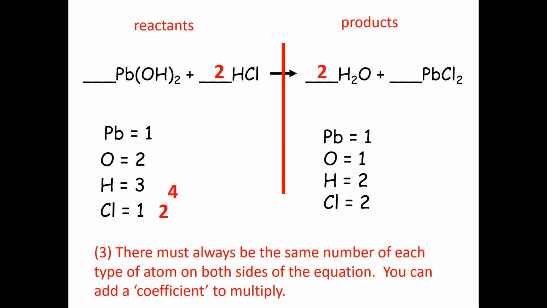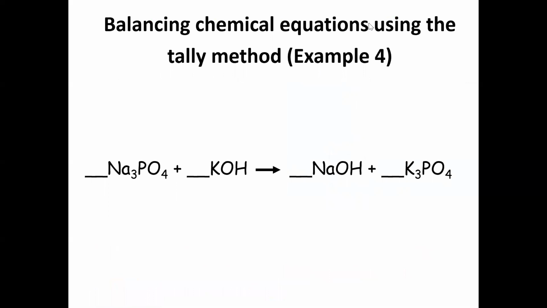So now I put a 2 in front of water. And what that does is it multiplies the number of hydrogens by 2, so 2 times 2 is 4, but it also multiplies the number of oxygens by 2 as well. So I've now got 2 oxygens. So I have 1 lead, I have 2 oxygens, 4 hydrogens, 2 chlorines. My equation is now balanced, okay? So that moves us on to another one, which again is quite similar.